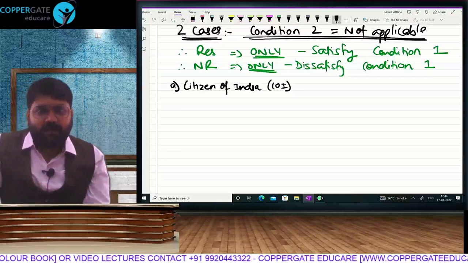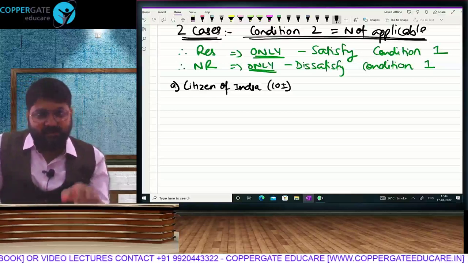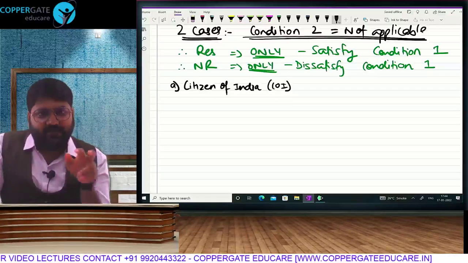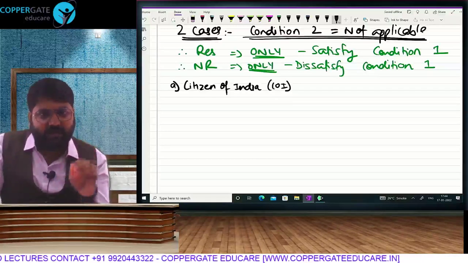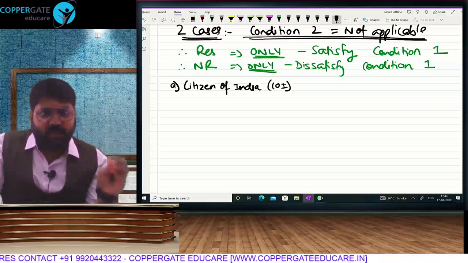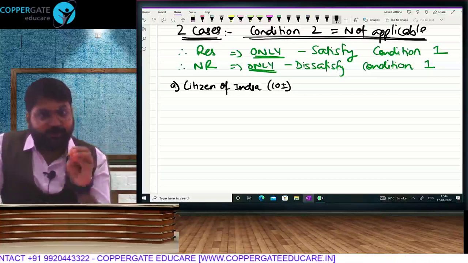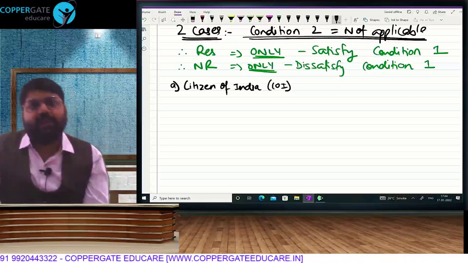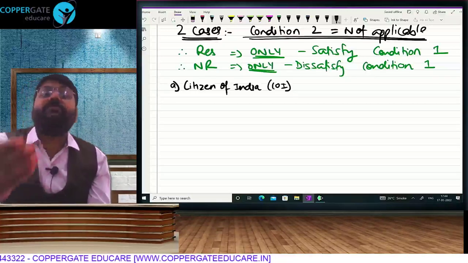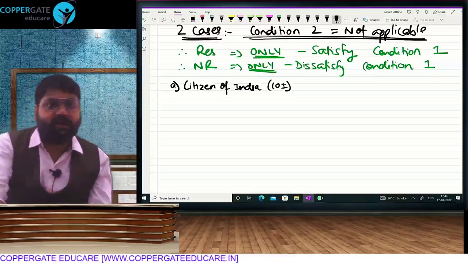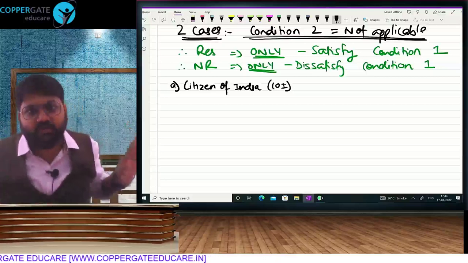If you are a minority community in any of the neighboring countries, Pakistan, Bangladesh, Afghanistan, means if you are a Hindu, Sikh, Jain, Buddhist over there, and you are not treated properly in that country, you can come to India whenever you want, was a promise made by Mr. Nehru, is what Mr. Modi says. I don't know whether this is true or false.